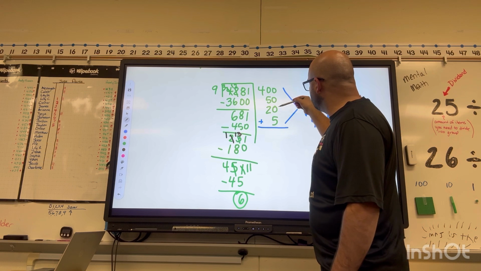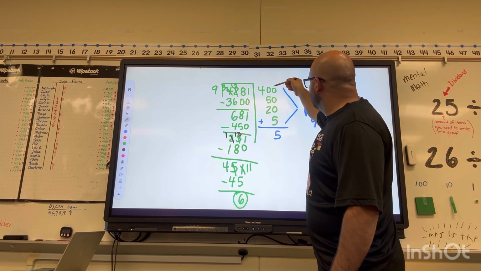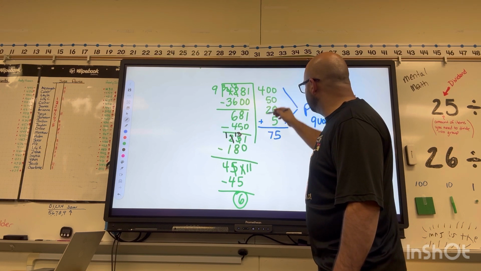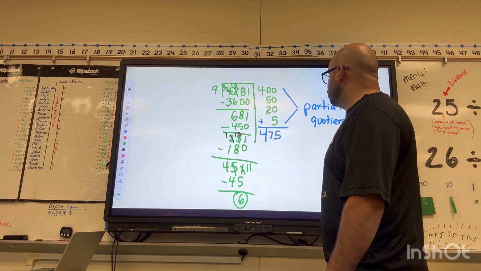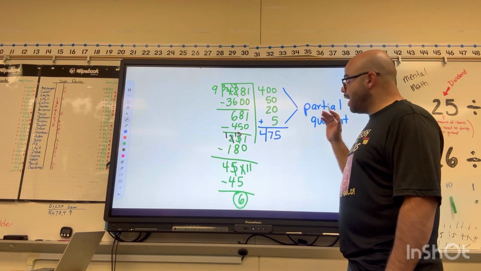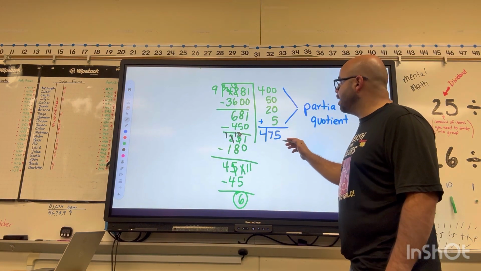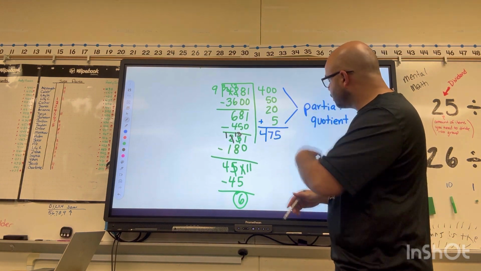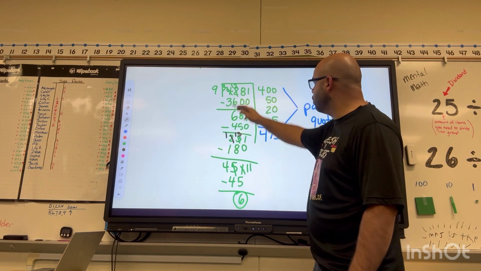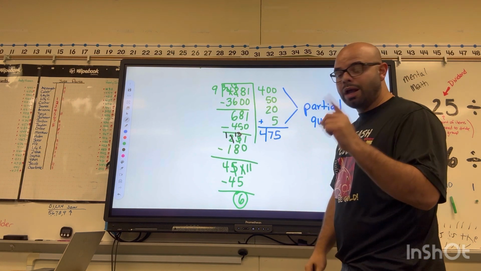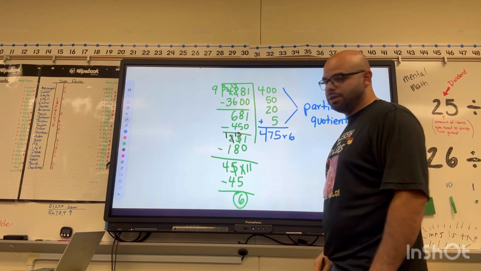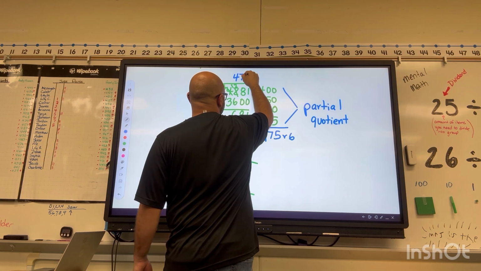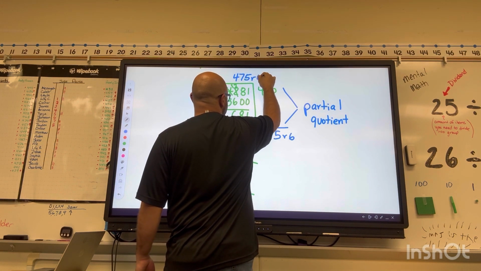0 plus 0 plus 0 plus 5 is 5. 0 plus 5 plus 2 is 7. 4 plus 0 plus 0 plus 0 is 4. So my quotient, I was able to make 475 groups of 9, solid equal groups of 9, out of 4,281. But I had 6 remaining. So my answer up here would be 475 remainder 6.